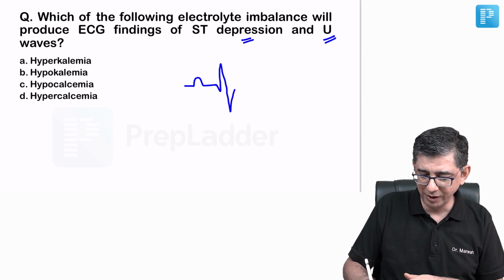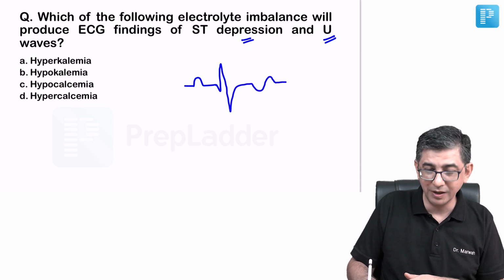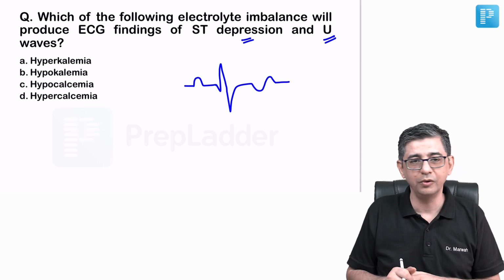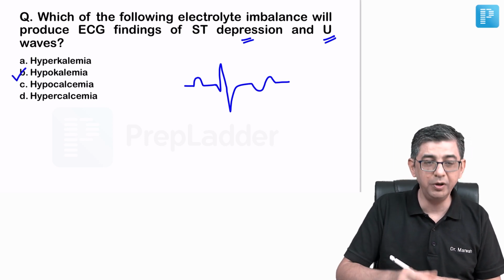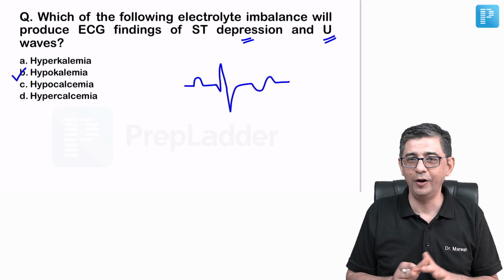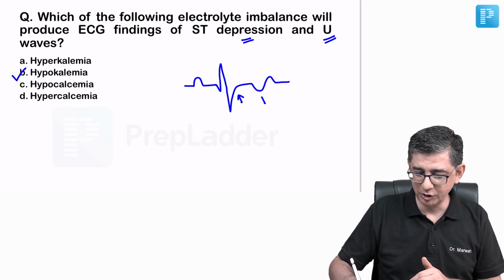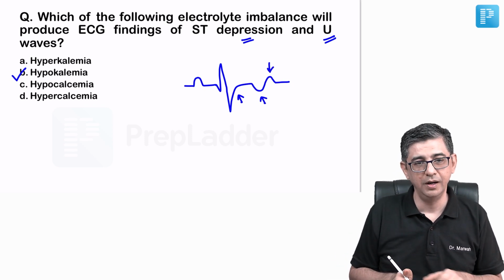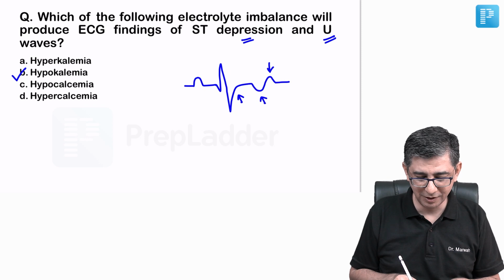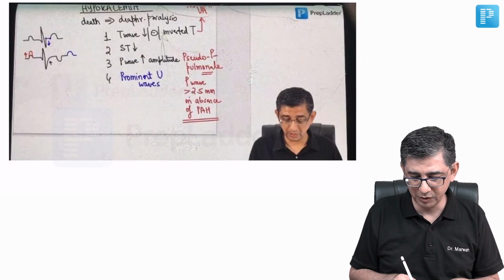So when T goes down, ST also goes down, and then you have a U wave coming up. So the answer for this one is hypokalemia. At the moment, I'll not get into electrolyte imbalances and the ECG changes, which are well documented in the app itself. I hope nobody made a mistake in this one. Answer is B, and we move on to the next one.